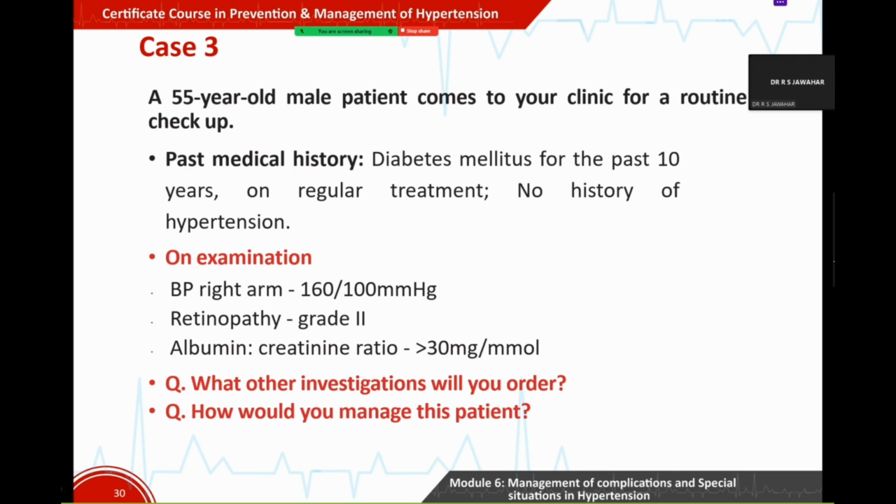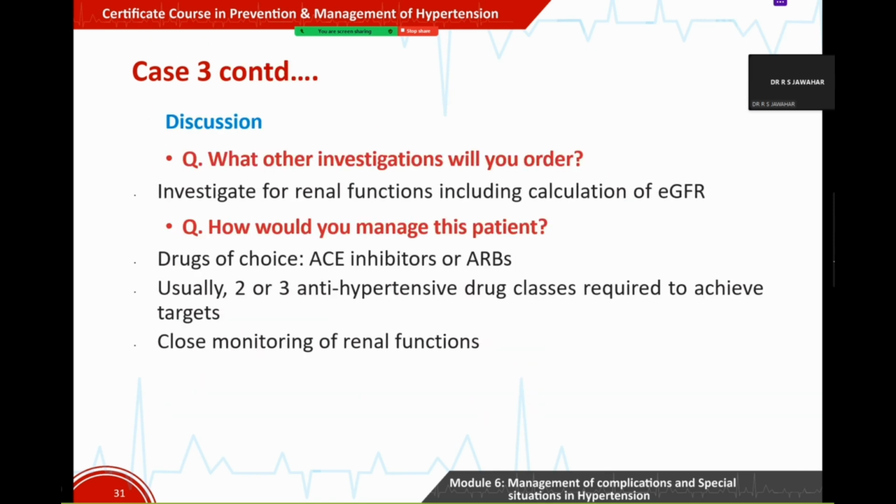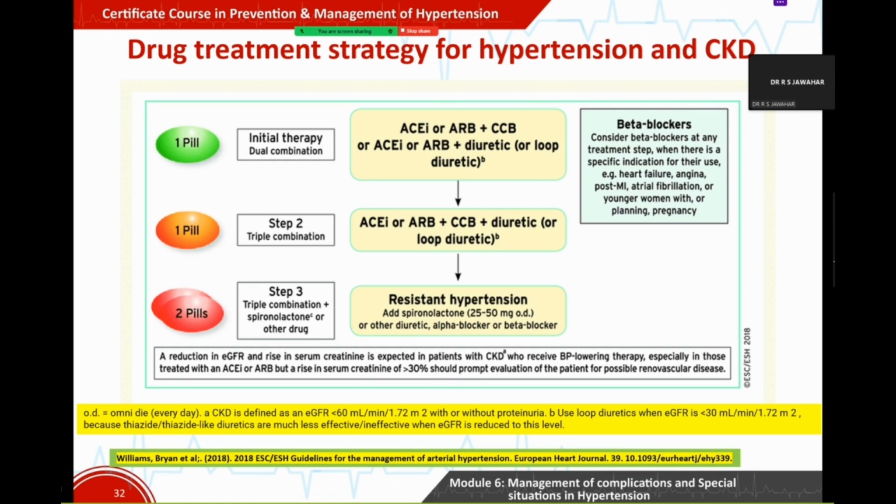See this fellow: blood pressure is 160/100, retinopathy grade 2, albumin creatinine ratio more than 30. So already he is a diabetic, now hypertensive, with retinopathy and also nephropathy. So investigation for the renal functions, including the calculation of the GFR. So drugs of choice are ACE inhibitors or ARBs. They are the compelling indications to use in diabetic individuals. Usually 2 or 3 antihypertensive drug classes are required to achieve the targets. Close monitoring of the renal functions is very important, especially the potassium.